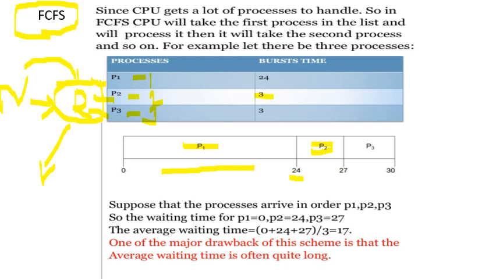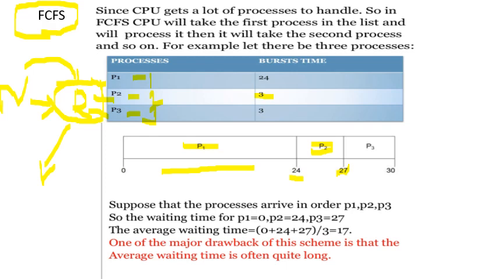Process P2 started executing at 24 milliseconds, and until 27 milliseconds it totally occupies the CPU and the memory, and it can also use input output devices if it requires. Next, in the ready queue, only one process is there, process P3, which arrived at 3 milliseconds but is still waiting until 27 milliseconds because it didn't get the chance to execute.